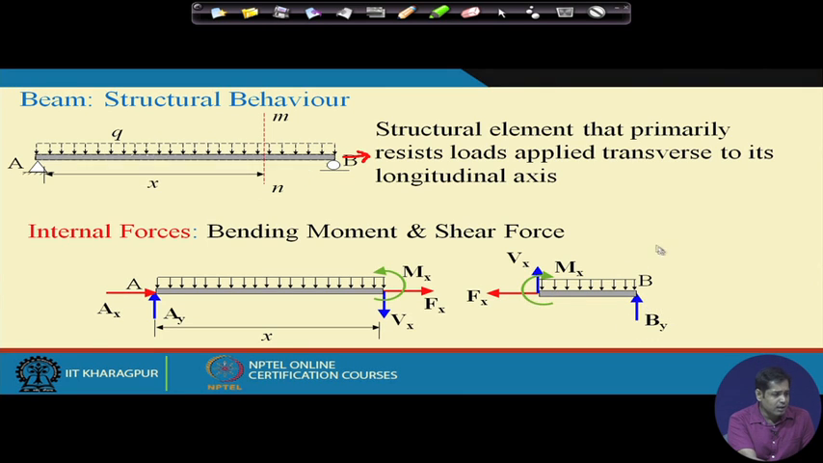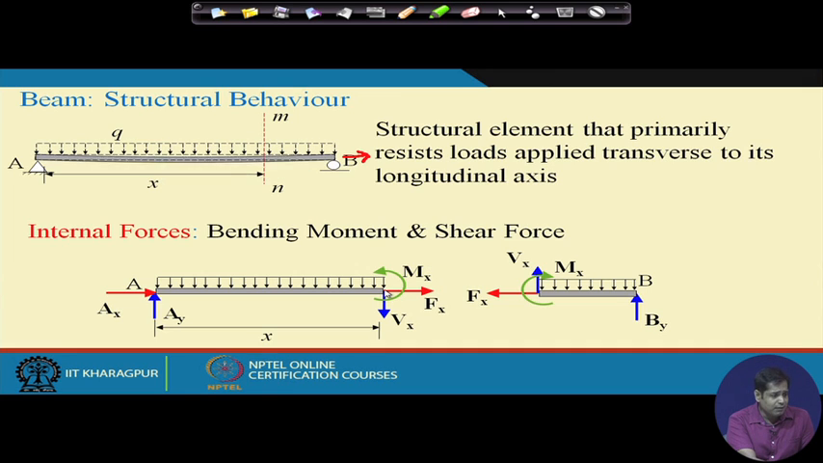If you remember, in the last class we said that whenever you break a structure, the continuity at that point needs to be represented by internal forces in the free body diagram. When you draw the internal forces, their sign needs to be taken very carefully. When I say the object is in equilibrium, every point of the object is in equilibrium.